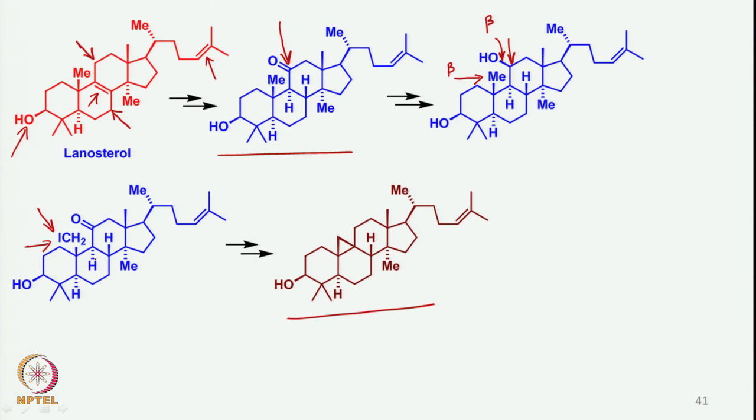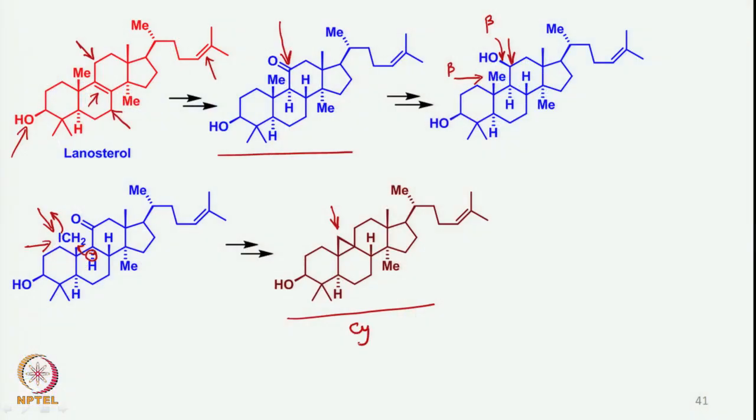And now once this has happened, they used a strong base to deprotonate this particular hydrogen here, and then this negative charge attacked onto this particular carbon, and iodine goes as a leaving group, and eventually the cyclopropane ring is formed here. So, this is a very interesting celebrated example of conversion of lanosterol to another molecule, which is cycloartenol. Of course, it involved many steps and protection and deprotection, but it was a very brilliant example of the power of the Barton reaction.